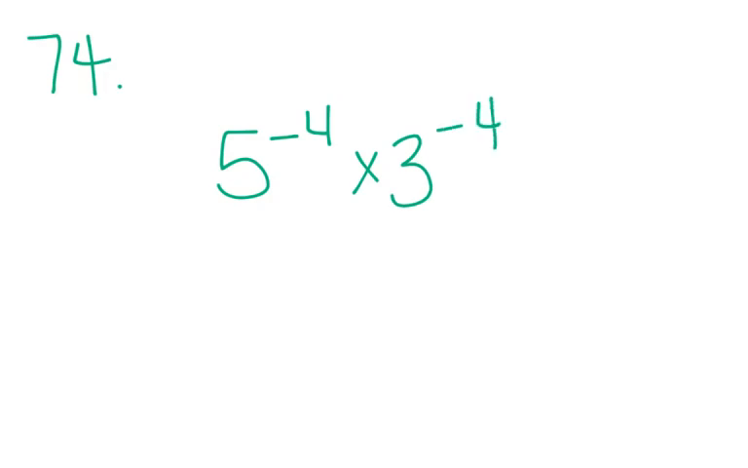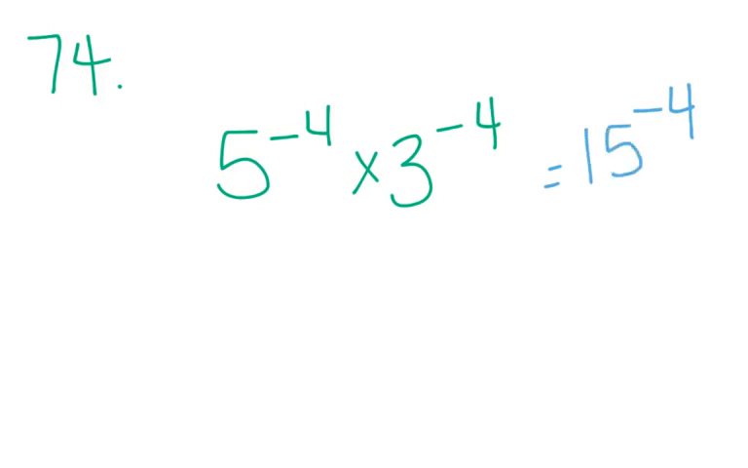Number 74 is a little bit different. You have 5 to the negative 4 times 3 to the negative 4. Here, your exponent is going to stay the same, but you're going to multiply the bases together. So your exponent will stay the same. 5 times 3 is 15.